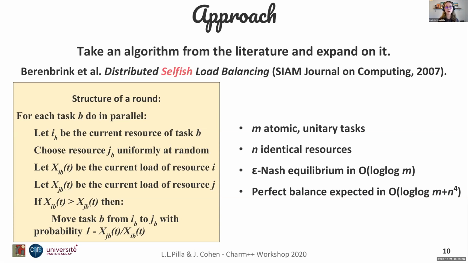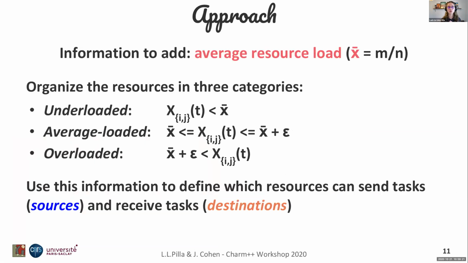But as we were thinking about it, we chose to focus on the simplest thing that we could do, as a first step in adapting this algorithm. So the first thing that we do is add information related to the average resource load. In our case, it's the number of tasks divided by the number of resources, because the tasks are unitary. We use this information to organize the resources in three classic kinds. We have the underloaded resources that are under the average load. We have the average loaded resources that are between the average load and the average load plus an epsilon, for instance, let's say 5%. And we also have the overloaded resources that have a load above this limit.